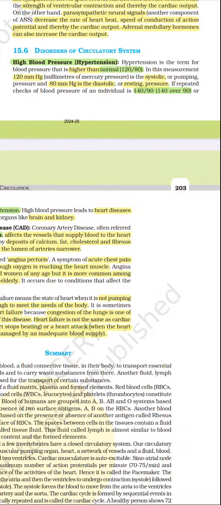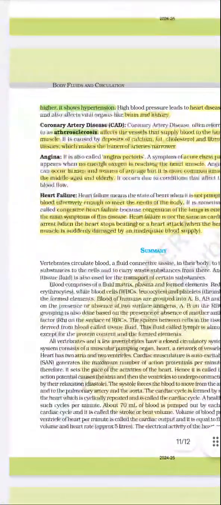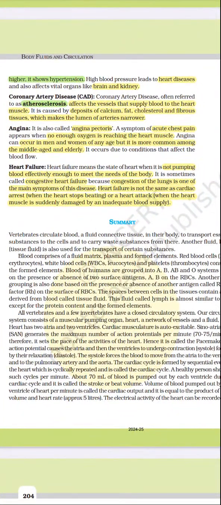In this measurement, 120 millimeters of Hg, millimeters of mercury, is the systolic or pumping pressure, and 80 is the diastolic, the resting pressure. If repeated checks of the blood pressure of an individual show 140/90, then it is higher than normal, so hypertension. High blood pressure leads to heart disease and also affects vital organs like brain and kidney. Coronary artery disease, CAD.